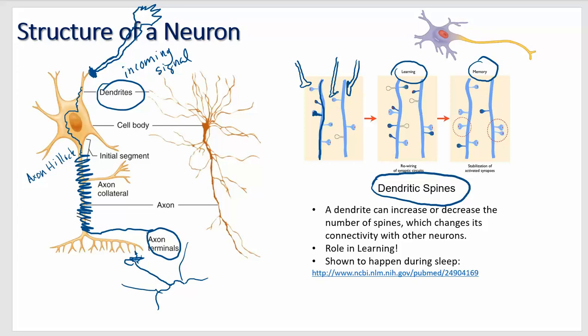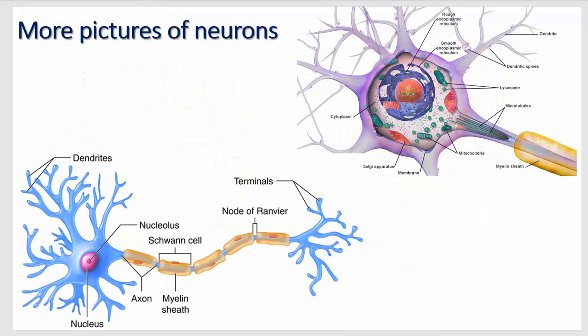If you're trying to memorize or learn something, going over it over and over, figuring it out, then what happens, usually shown to happen more during sleep, is that you will grow more of these spines. You can't really increase or decrease the number of neurons in your brain, but you can increase the connections they make by growing out these dendritic spines. So it's really interesting and useful.